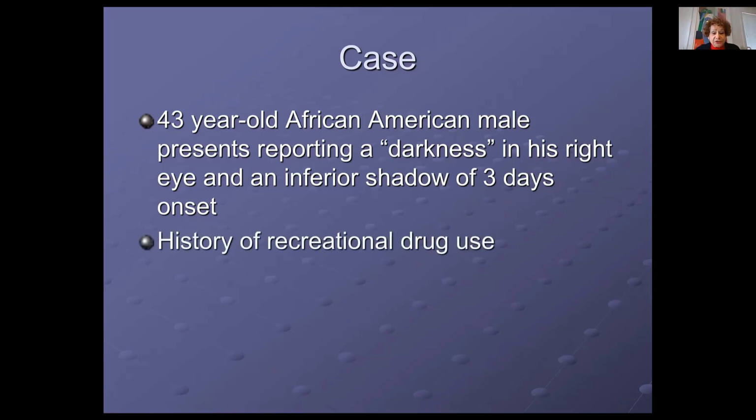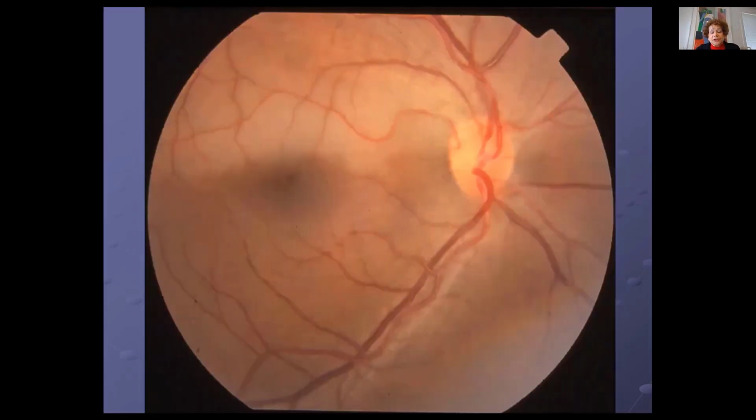This gentleman had a history of recreational drug use. We did not find that out until after we did our testing and we asked him, but it did not originally come out in the history. His left eye was normal. So because he came to us within 3 days, we were able to see in his right eye why he had a shadow. He had this whitening along the superior arcuate retina. Now, had he come to us a week later, we would not have seen this whitening and we might not have known what happened to him.